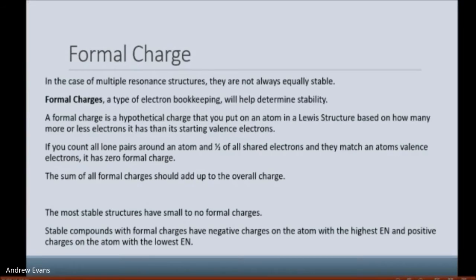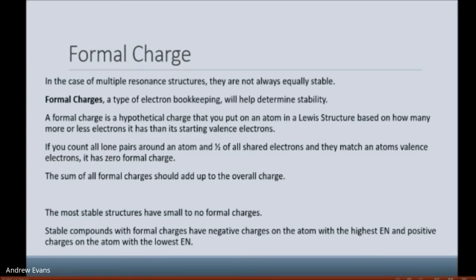Now, please note, the sum of all formal charges should always add up to the overall charge. So if you have a charged structure like nitrate, there should be at least one formal charge to give it a -1 structure. But you could have 2 negatives and 1 positive, because -2 plus +1 equals -1. So you will have at least one formal charge, but maybe more than one, so it adds up to the overall charge.